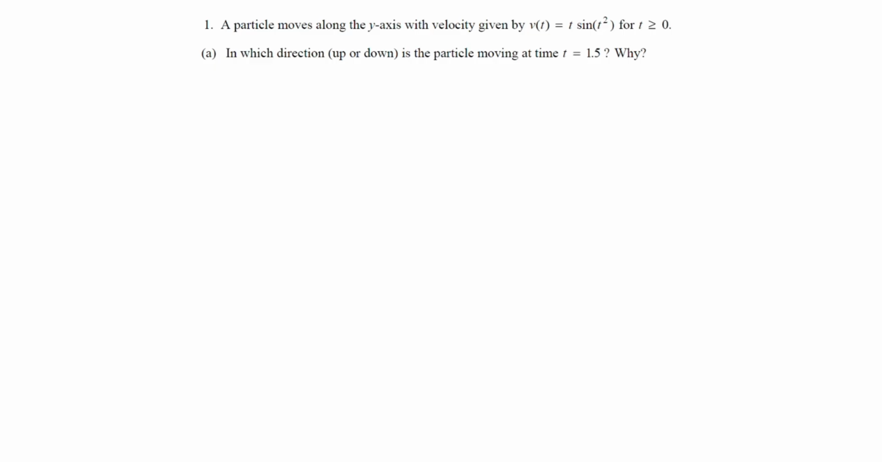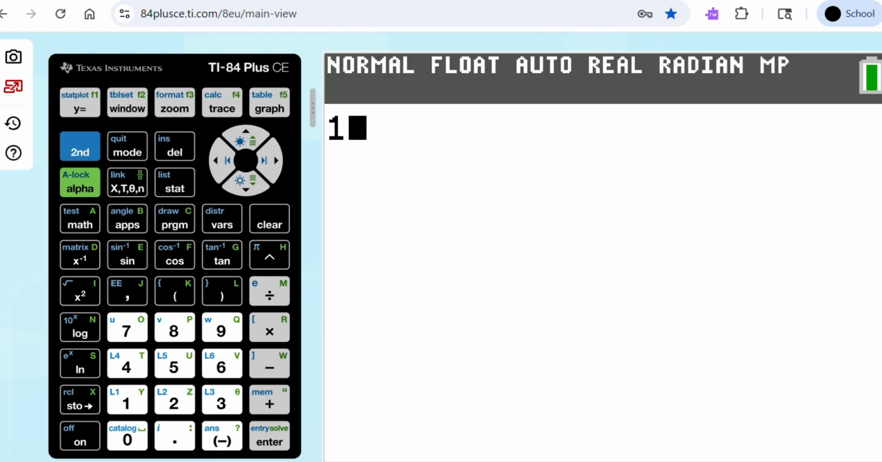And the first thing it asks us is in which direction, up or down, is the particle moving at t equals 1.5? Well, all we have to do is find v of 1.5. If it's positive, the particle is moving up, and if it's negative, the particle is moving down. And so we'll just use our calculator since this is a calculator question. We just want to find out what is 1.5 times the sine of 1.5 squared.